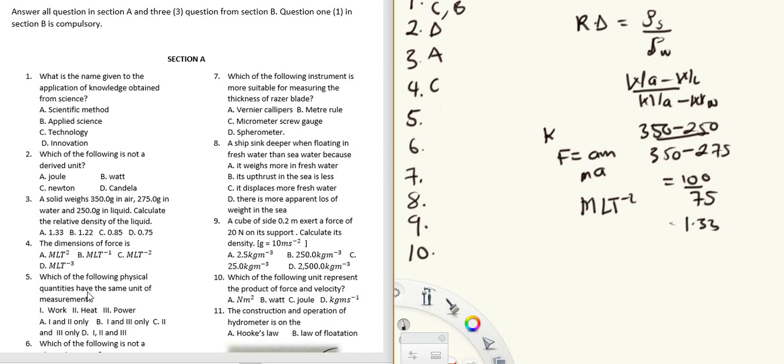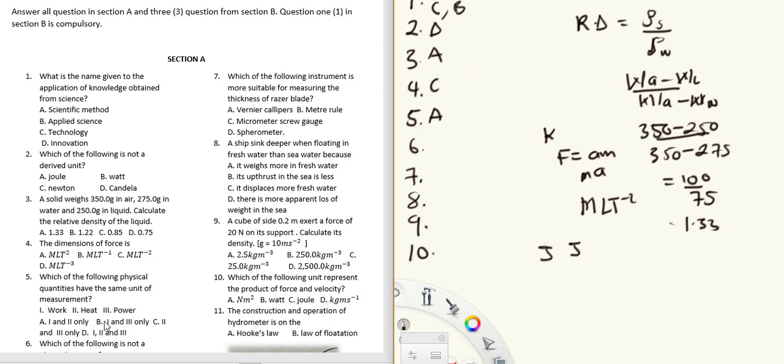Which of the following physical quantities have the same unit of measurement? If you look through, power doesn't have the same unit of measurement compared to work or heat, but you can see that work is measured in joules, and heat is also measured in joules. So they have the same. That is option one, which gives us the right answer.